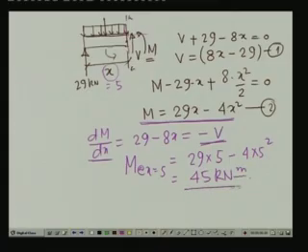Now, what happens is that the moment at that particular point is equal to 45 kilonewton meter. Now, let us calculate the value of the bending moment and shear force at section BB. Then you can compare these two and see what happens to the shear force when there is no loading on it.